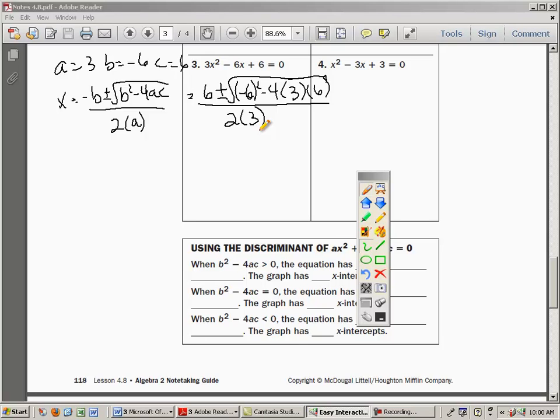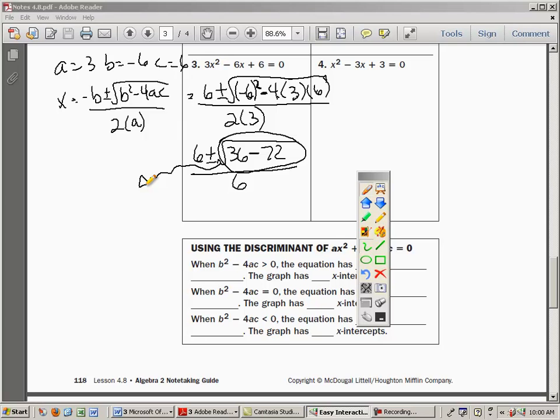Under the radical, this is negative 6 squared, which is positive 36. And then this is negative 4 times positive 3 times positive 6, so that's going to be a negative. So under the radical, we have 6 plus or minus the square root of 36, and then down here, because it's minus and plus, this is a negative 4 times 3 times 6, which is 72, all over 6. Now, under the radical here, we're going to take a little sidebar over here.